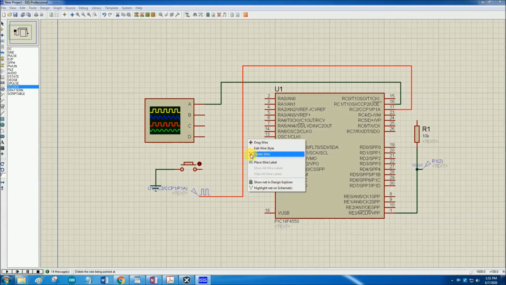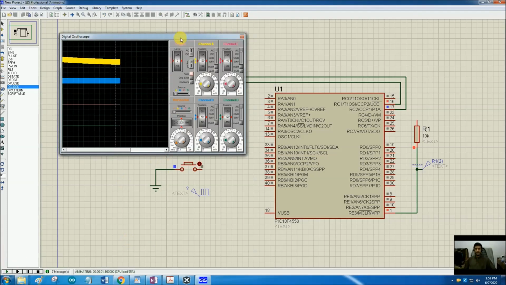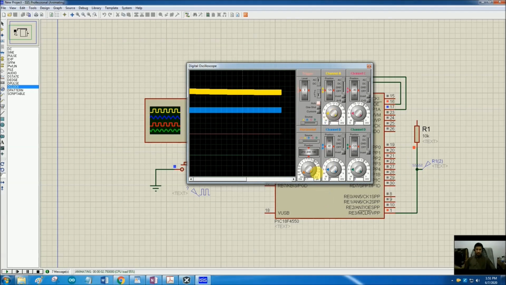Just remove this one from the source now and put it on the oscilloscope. So we should have two waveforms, both with the same time period of 250 microseconds, one with a duty cycle of 33% or 75 microseconds, and the second with a duty cycle of 66% or 175 microseconds. Let's see. Okay, these two waveforms are being produced.